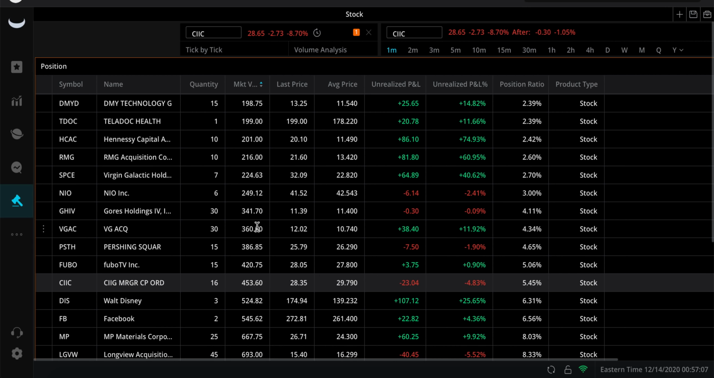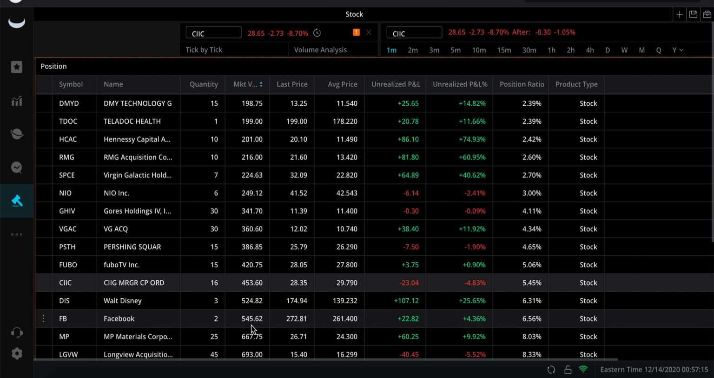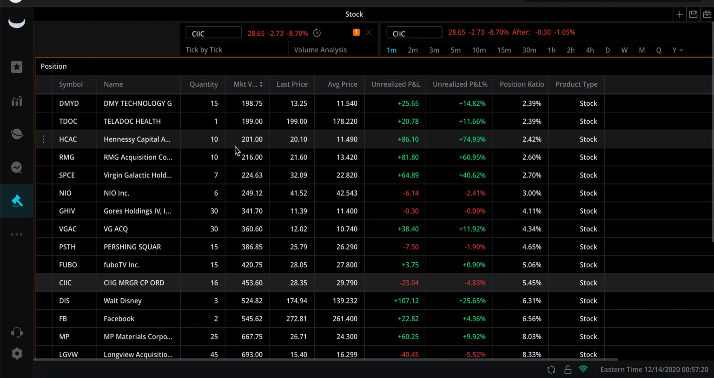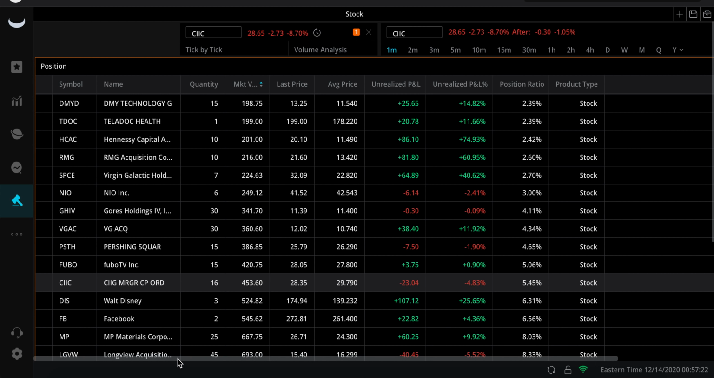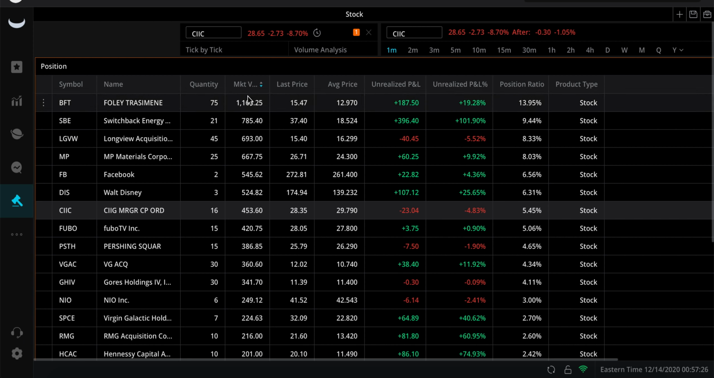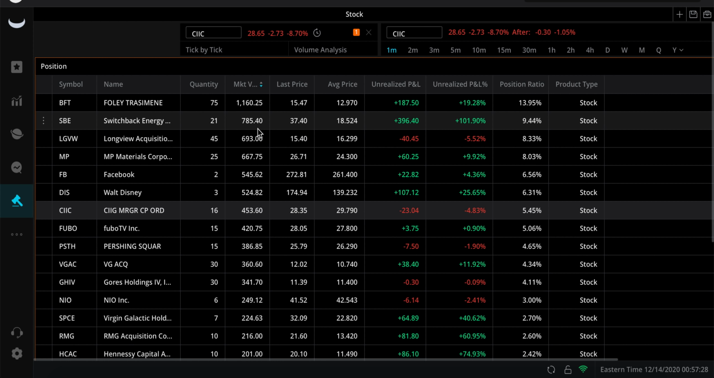I really like it. It was a SPAC. It's in rare earth materials. It's a company that I really like long term. Again, it's one that I'll probably hold for a very long time. And then we have Longview Acquisition, a healthcare company. And then, I don't know why it's not showing, but I have a couple biggest holdings, Switchback Energy.